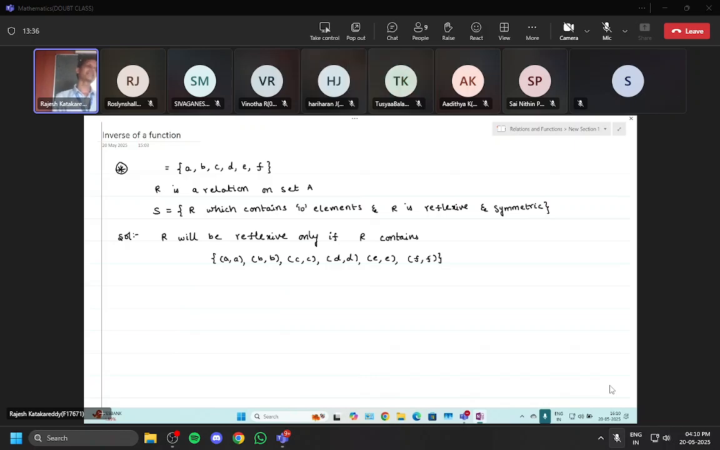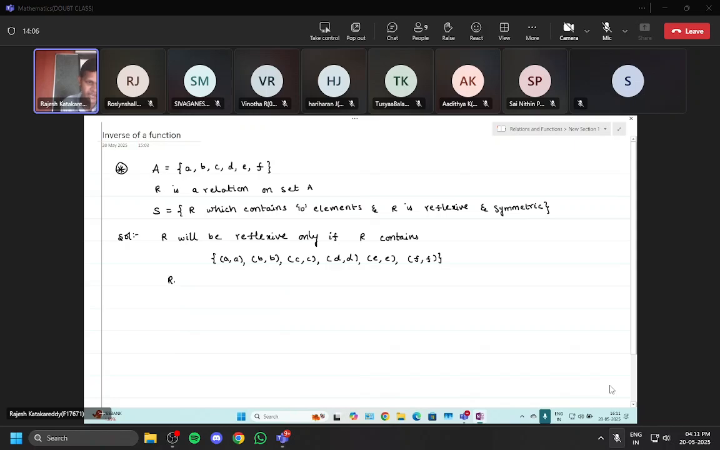So after adding these 4 ordered pairs, the reflexive nature won't be disturbed, but I need to make sure the relation should be symmetric as well, right? For symmetric nature, let us take the remaining ordered pairs other than these 6. In set A, you will have 36 ordered pairs, 6 into 6. Out of that 36, I wrote 6 in this.